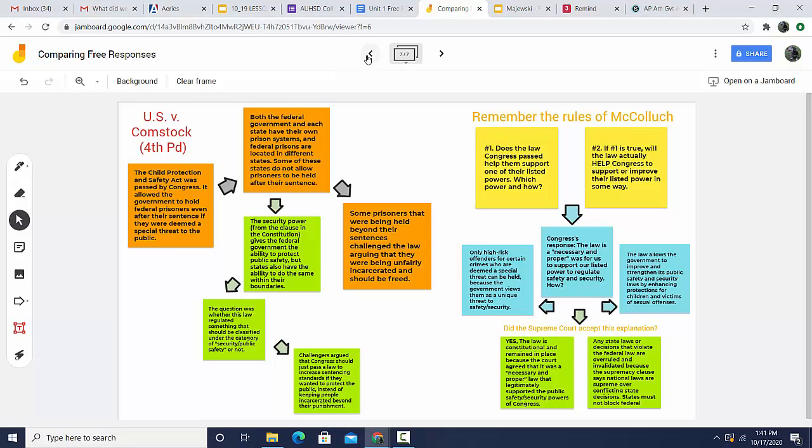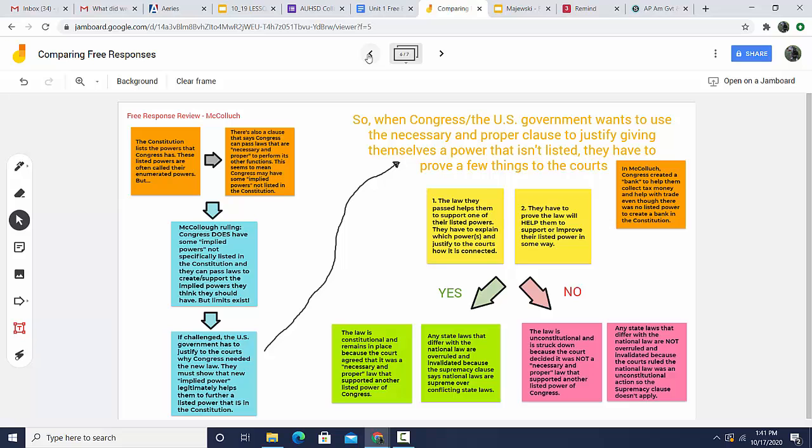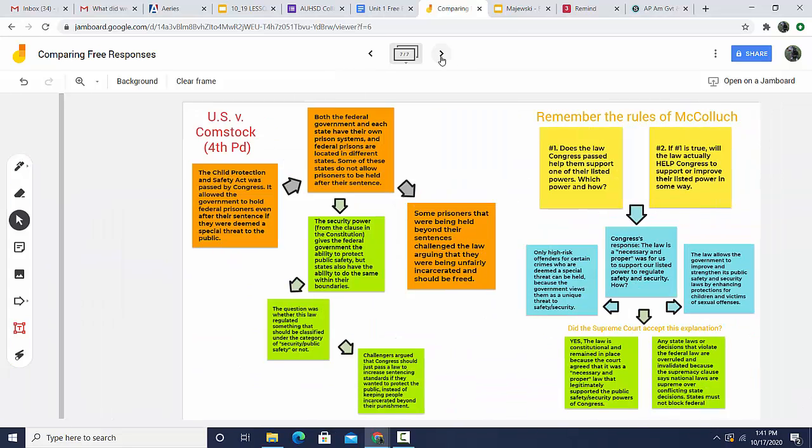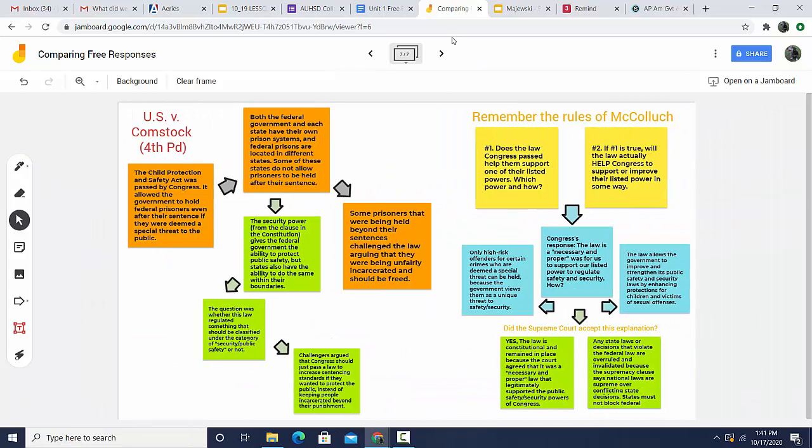So as you can see in both cases, we have the court siding with the national government and agreeing there were implied powers here and agreeing this did fit the necessary and proper rules, and therefore the law was justified. Both laws were justified, and any state laws or actions in violation were inferior and invalidated. So, folks, those are the 4 cases.